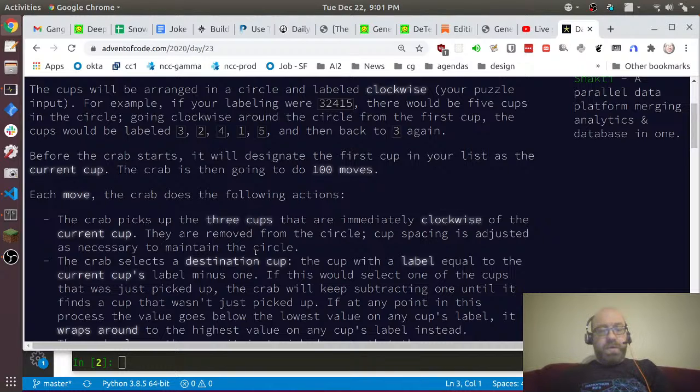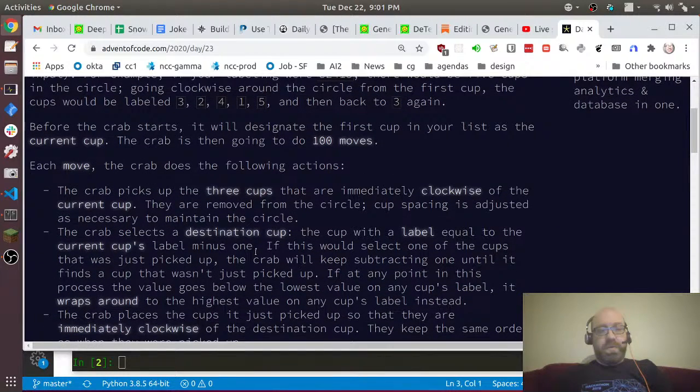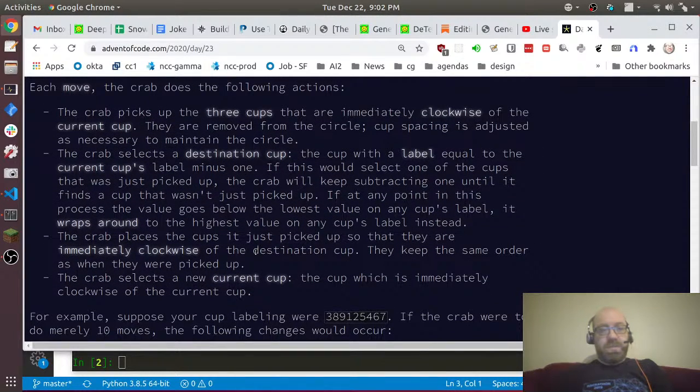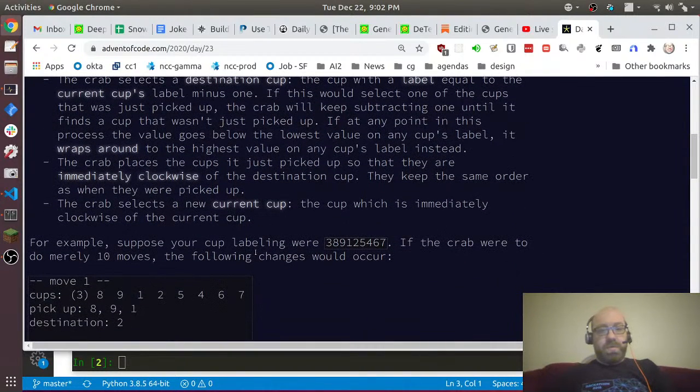If at any point in this process the value goes below the lowest value, the crab wraps around to the highest value on any cup's label instead. The crab places the cups it just picked up so they are immediately clockwise of the destination cup. They keep the same order as when picked up. The crab sets a new current cup. For example, the crab would do maybe 10 moves.